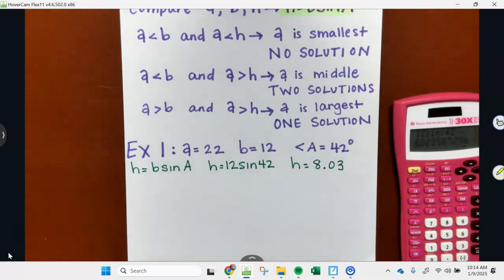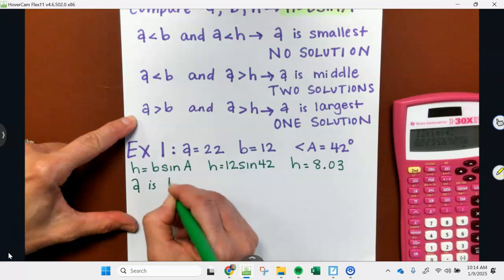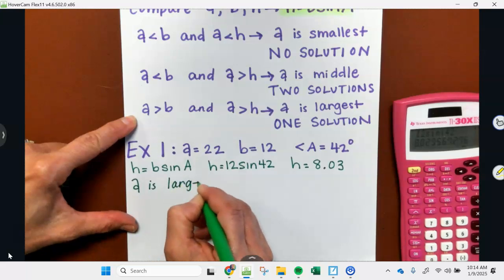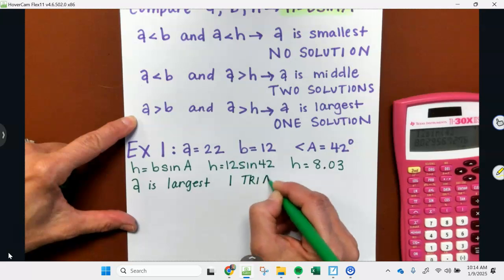Now compare H, A, and B. What's going on with A, B, and H? Is A the largest, the smallest, or in the middle? It's the largest. Then you have one triangle that exists. So A is largest. One triangle exists.